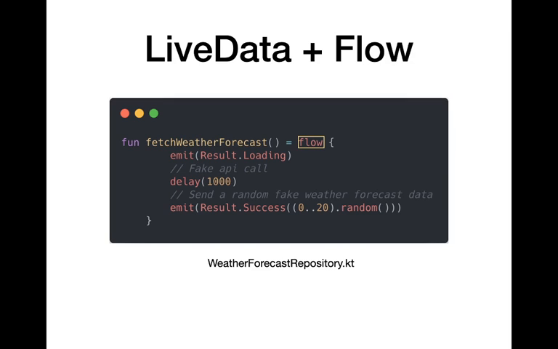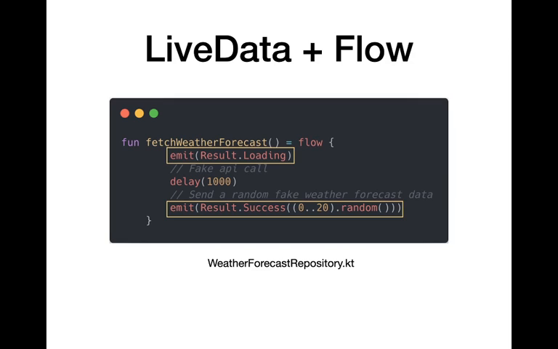And we're using a flow builder, which obviously returns a Flow. Instead of returning something in the flow, we are emitting. Whenever you emit something, you send the data to the collector side. So first we are emitting loading, and we are faking the API call for 1 second, and then we are just emitting a random success value.